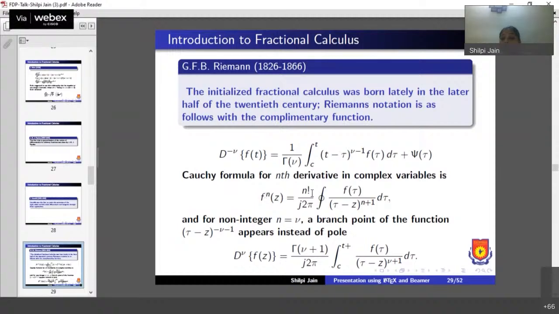Cauchy's formula for the nth derivative in a complex variable is given by nth order derivative of function f(z) is equal to n factorial upon j 2 pi integral of f(tau) upon (tau minus z) raised to power n plus 1 d tau. And for non-negative integers, if we put n is equal to nu here, then for the function (tau minus z) raised to power minus nu minus 1 appears instead of pole. d raised to power nu of f(z) is equal to gamma nu plus 1 upon j 2 pi integral over c of f(tau) upon (tau minus z) raised to power nu plus 1 d tau.